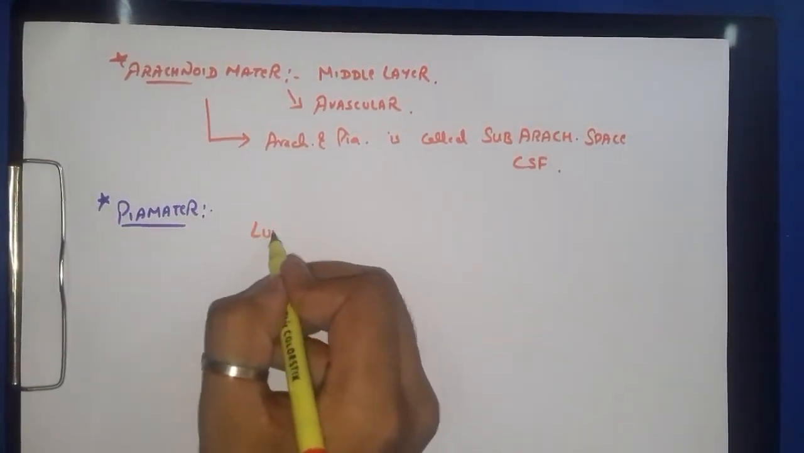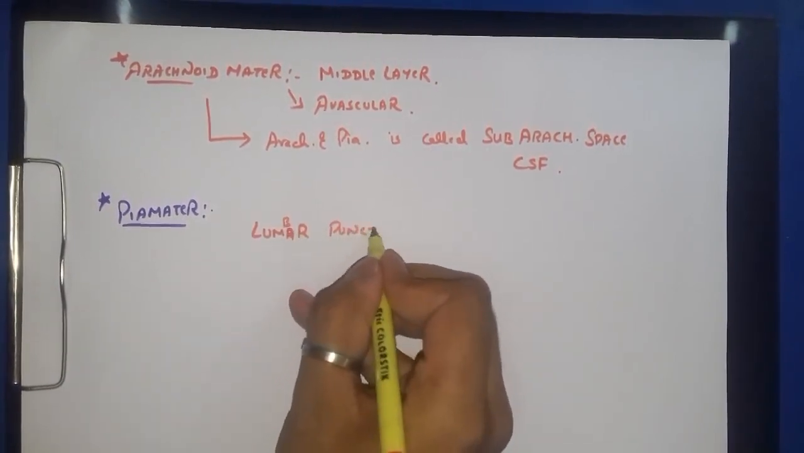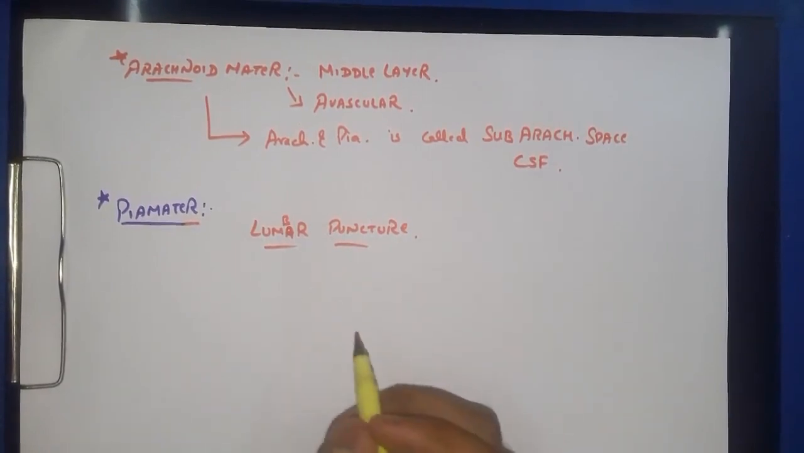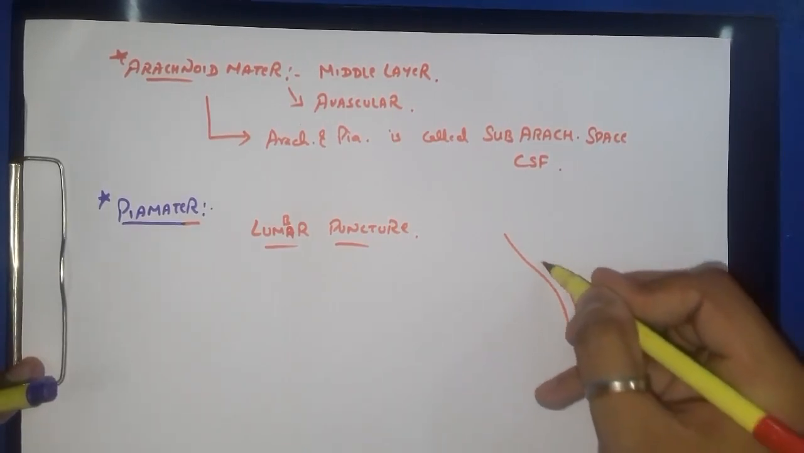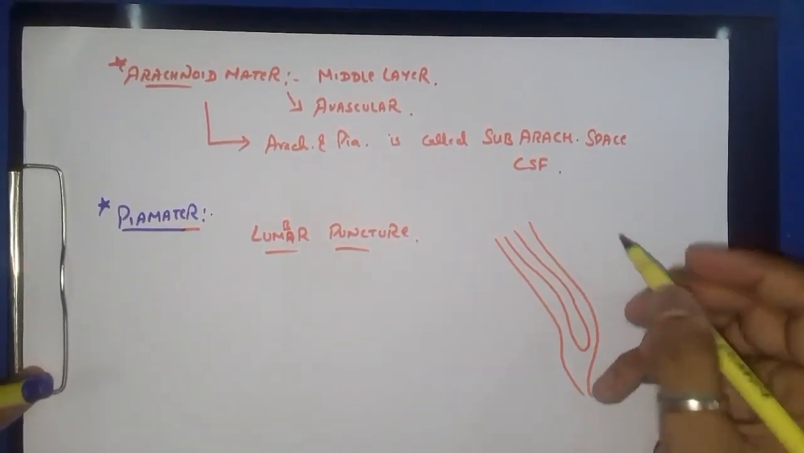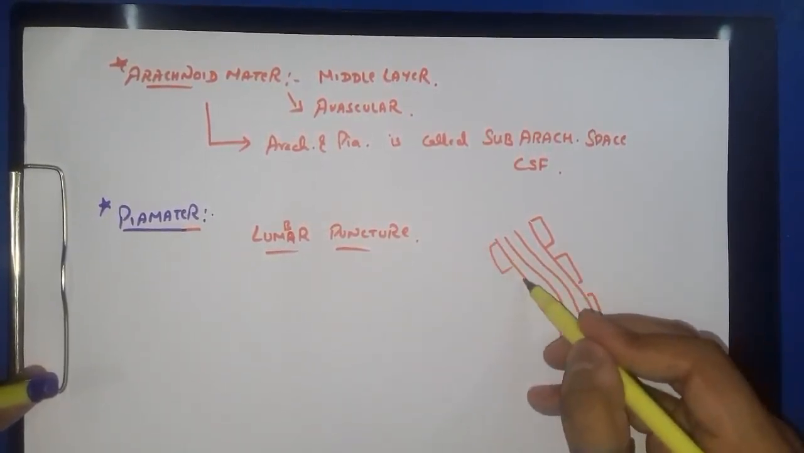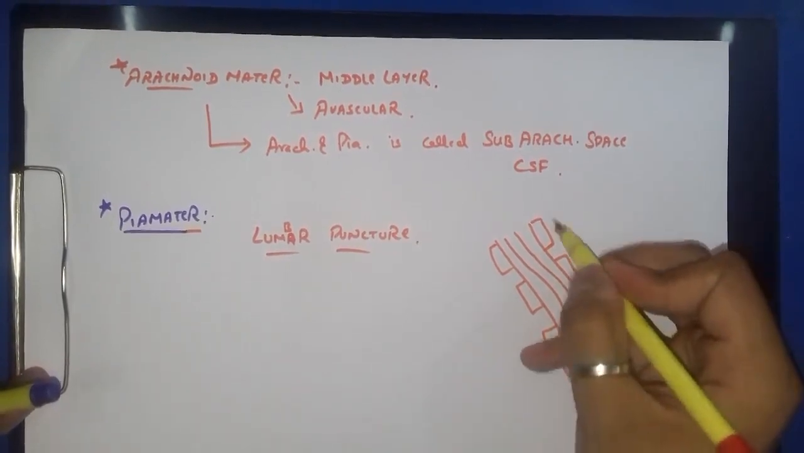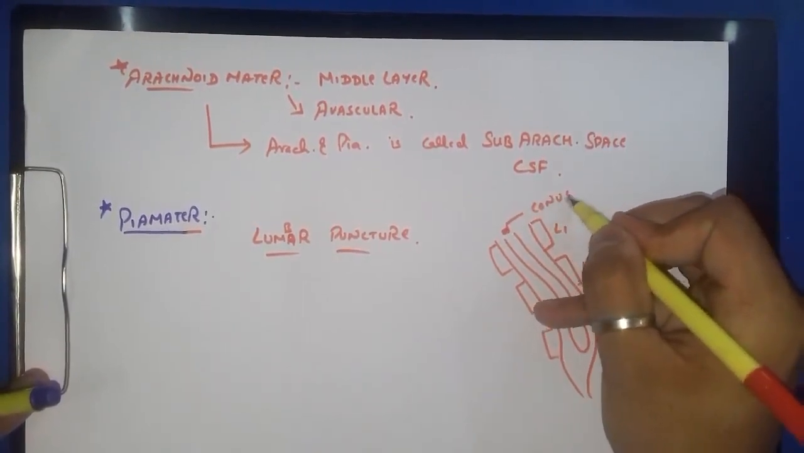Most of you have heard about a technique known as the lumbar puncture. So what is lumbar puncture? Pia mater, which is the innermost layer of the spinal cord, if we see it in a diagram like that, so these are the vertebrae. Don't look too closely at the diagram, it's only for understanding. This is the part where, at the L1 level, the spinal cord terminates. This is the conus medullaris.